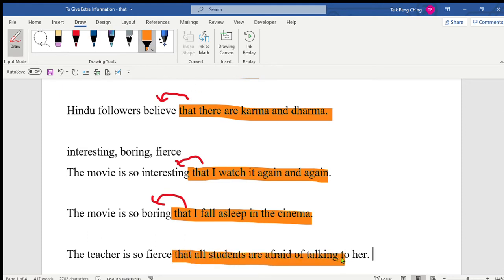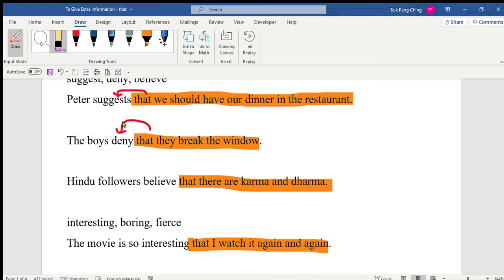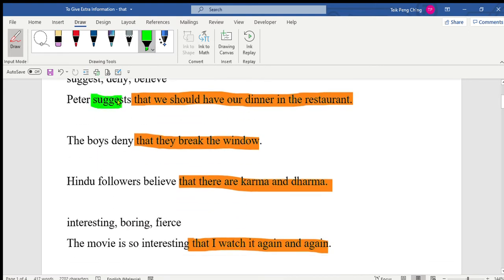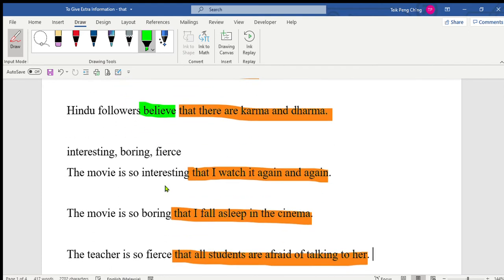So the "that" clause at the back gives us the information about the extent of how fierce the teacher is. So remember, we can use "that" to explain the verb or to describe the extent of a feeling.